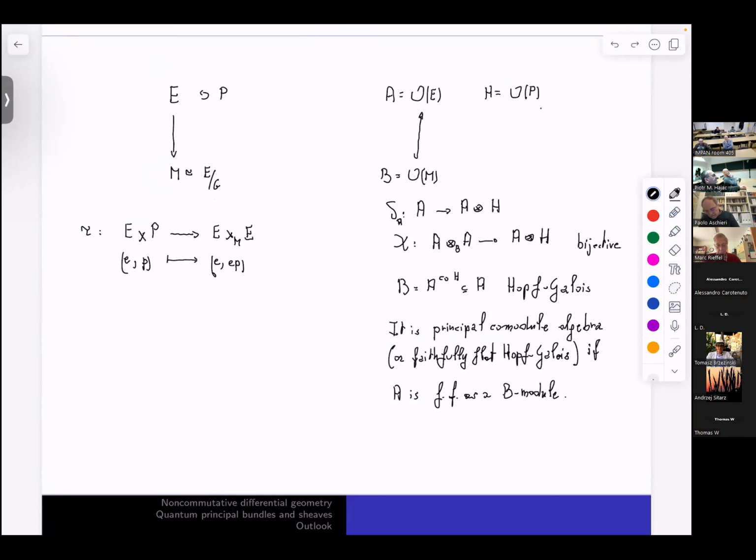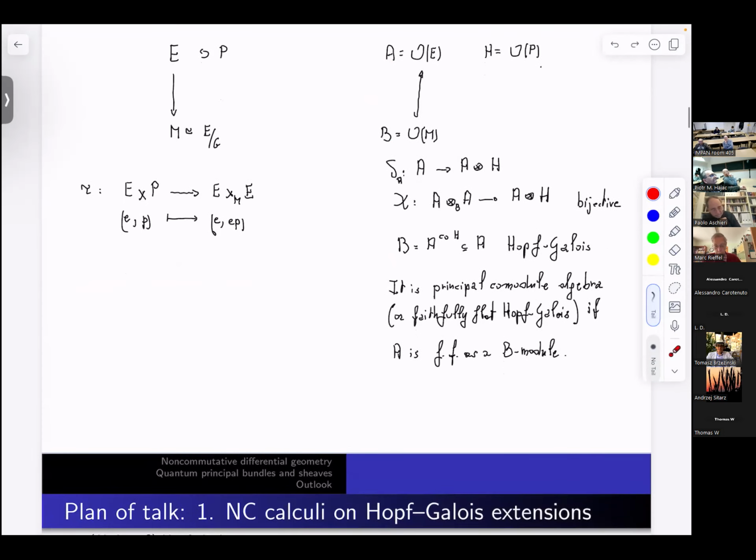And I was saying the translation map translates into the so-called canonical map. And the request is that the canonical map is bijective. That's the definition of a Hopf-Galois extension, the extension being from the algebra B to the algebra A. That is, this is the extension. And the principality of the action translates in a more delicate condition, that of having a principal comodule algebra.